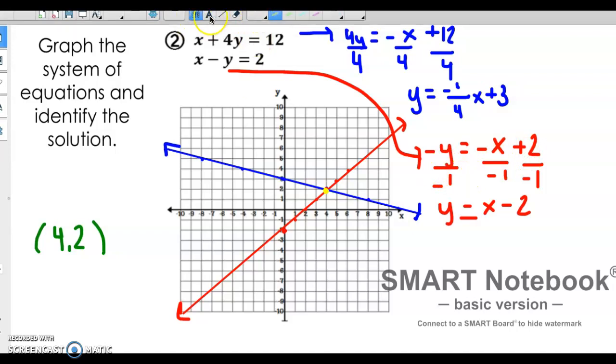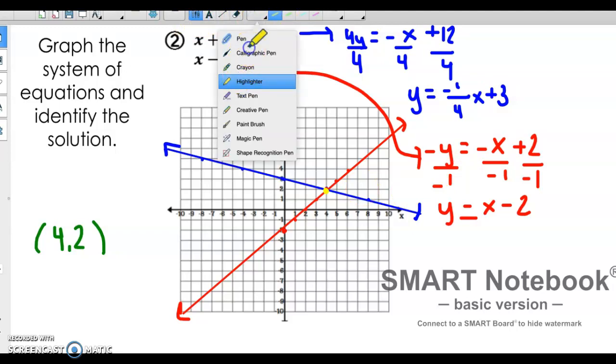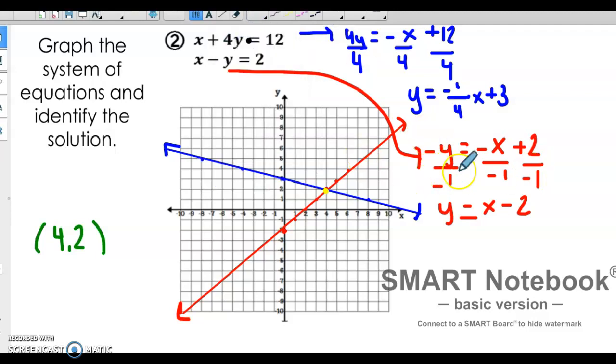Because remember, the opposite of y, that's like negative 1y. We just don't write that negative 1 in there. So divide all three terms by negative 1, we get y = x - 2. And then you can graph that.